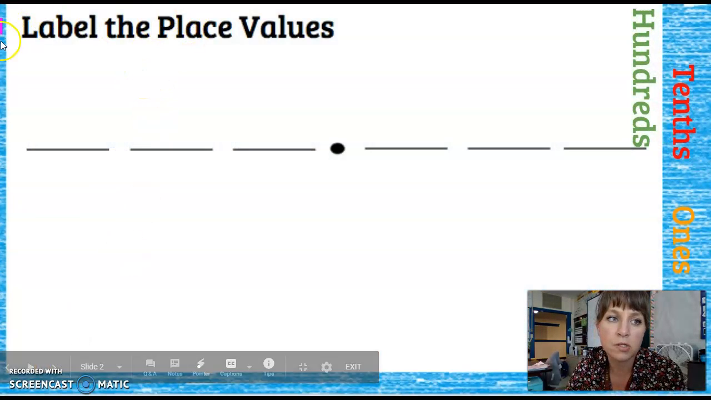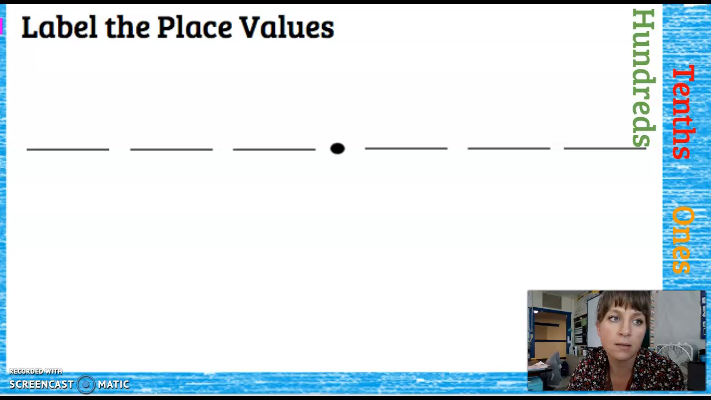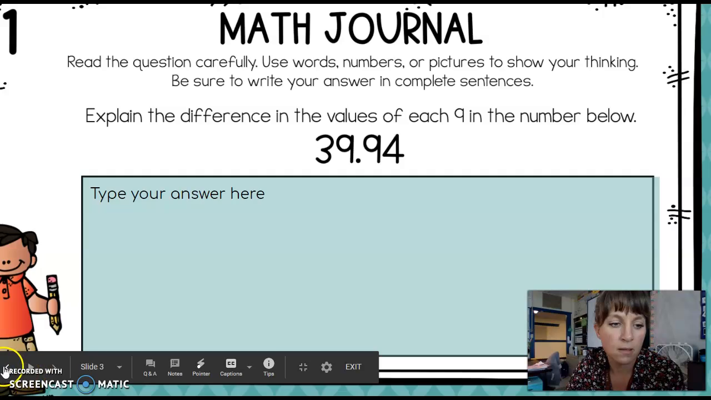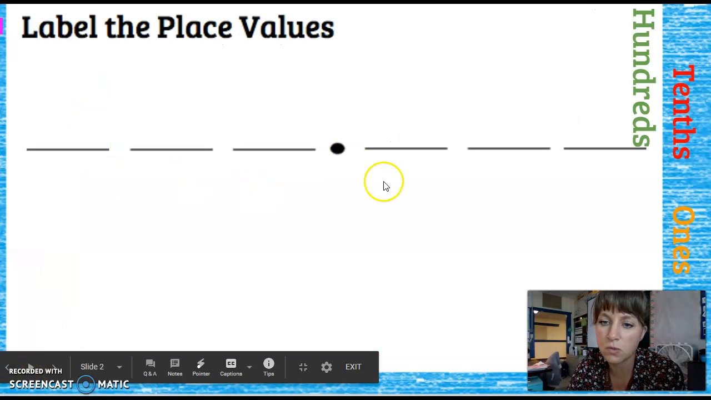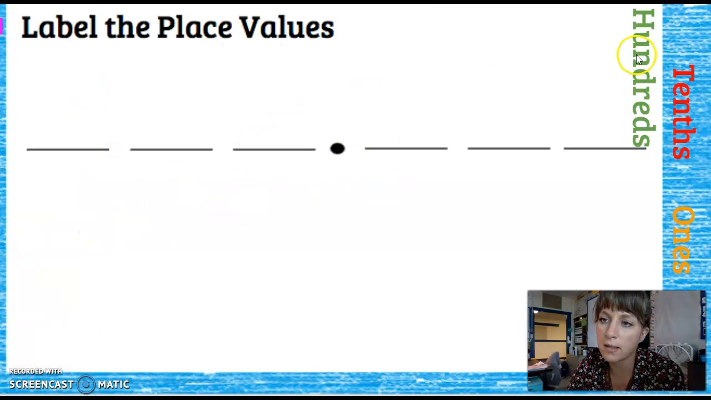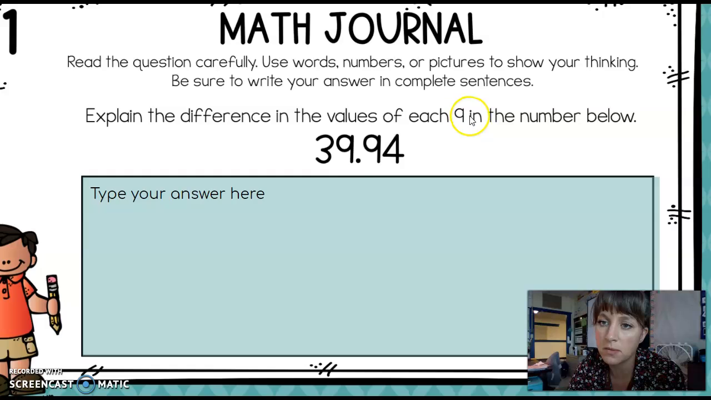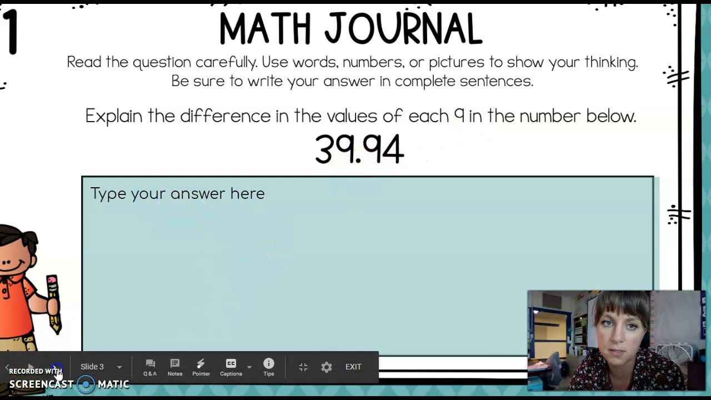The first one is you're going to click and drag the labels to the correct places. Remember, you have to be on the edit screen to do that. Click and drag the names to the correct places for their home. And then there's a math journal where you read the question and explain the difference between the values of each of the nines in your answer below. You would have to type in your answer.